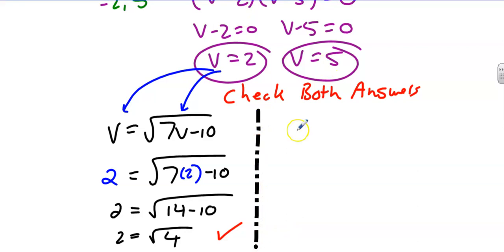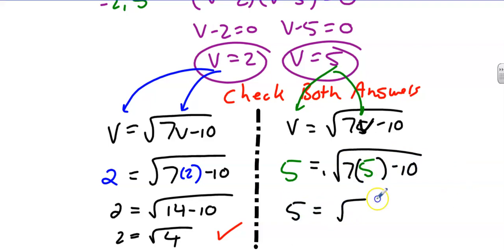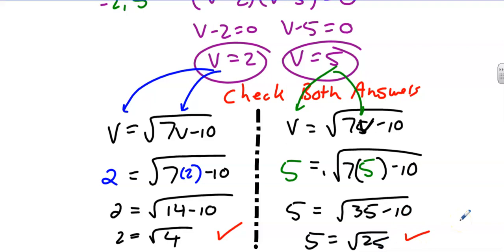Okay, and we'll do the same thing with this one. We'll check the 5. 7v minus 10. So it's 5 equal to the square root of 7 times 5, which is 35 minus 10. So it's 5 equal to the square root of 25. That also checks. So both answers work. So then you'd actually get two solutions: 2 works and the 5 also works.